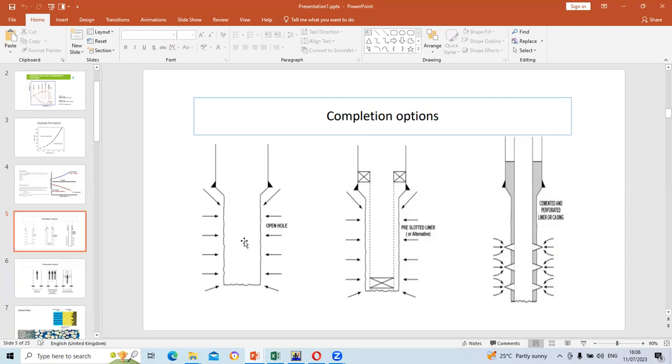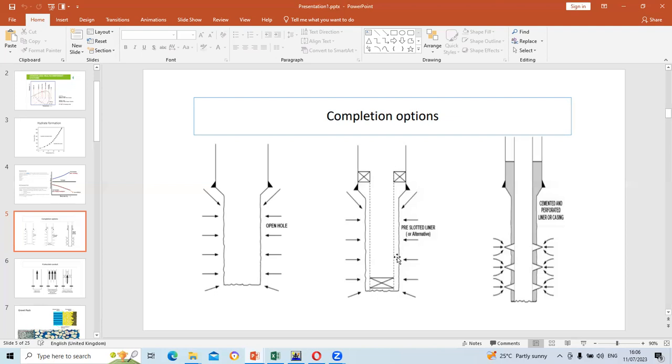So you don't even need to perforate anything, because the perforation comes in to create space within the casing so that you can have a conduit for fluid to flow between the reservoir and the wellbore. But since there is no casing here, you don't need perforation. We may have a situation where we have a liner.